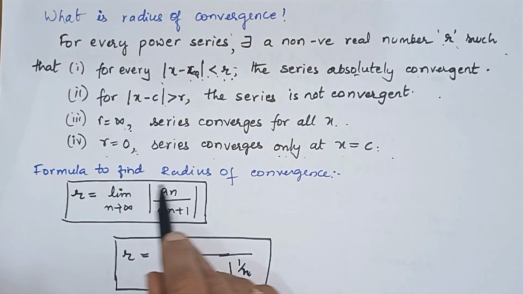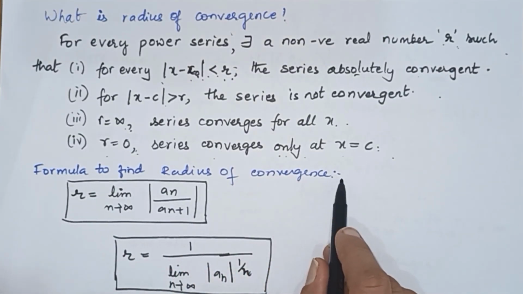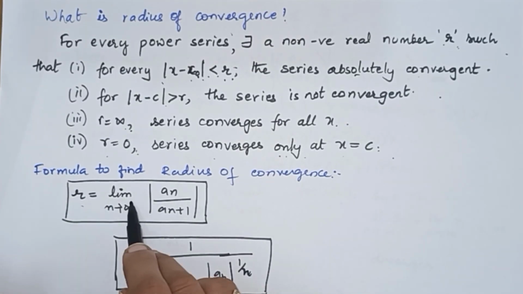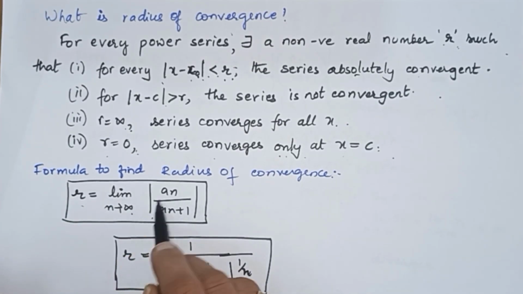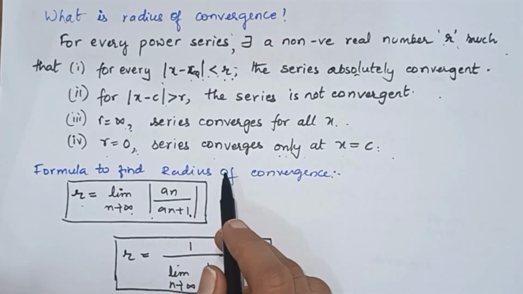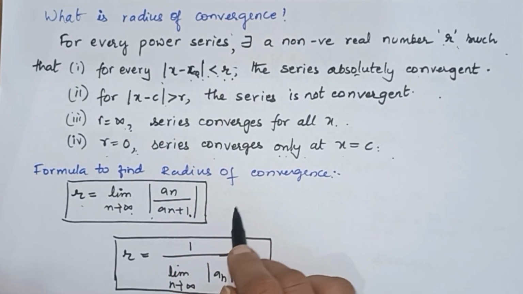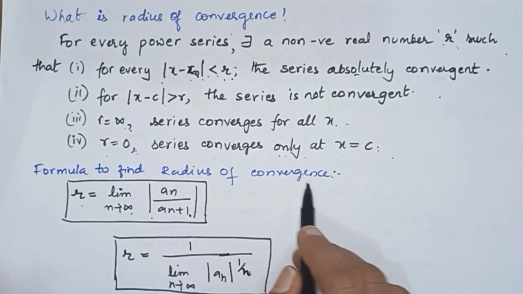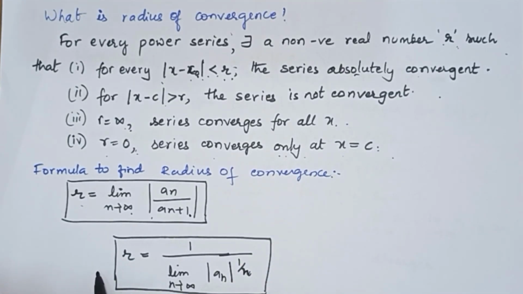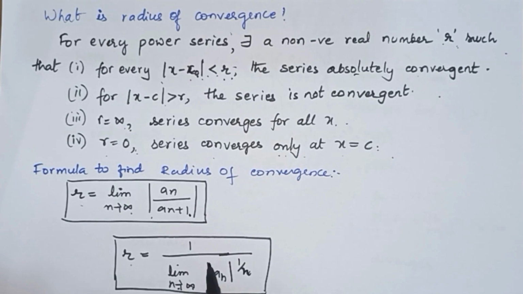Now, what is the formula to find the radius of convergence? This is by the ratio test. We have R equal to limit n tends to infinity modulus of an by an plus 1. So, this is the formula. Or else you can remember it as 1 by limit n tends to infinity modulus of an plus 1 by an. Or else, one more way to represent the radius of convergence is R equal to 1 by limit n tends to infinity modulus of an to the power 1 by n.